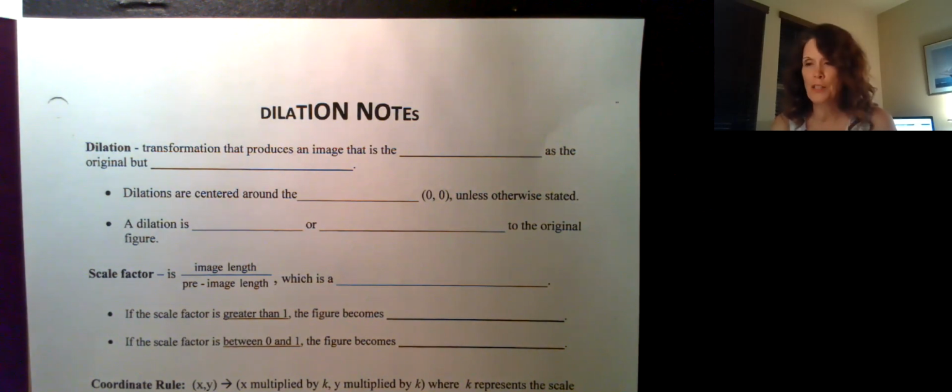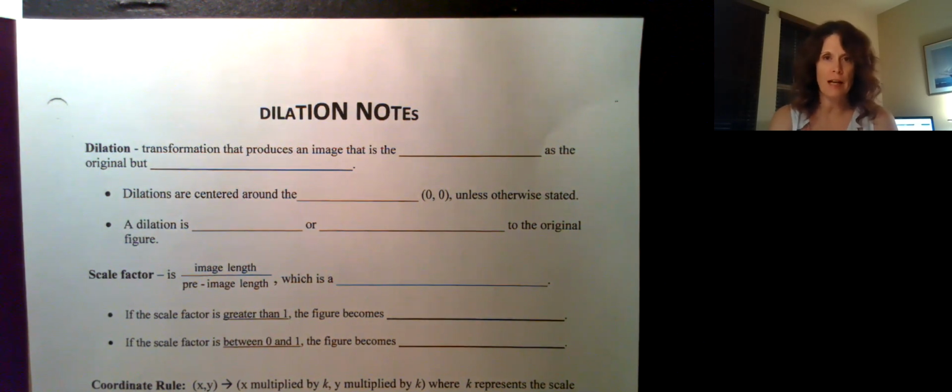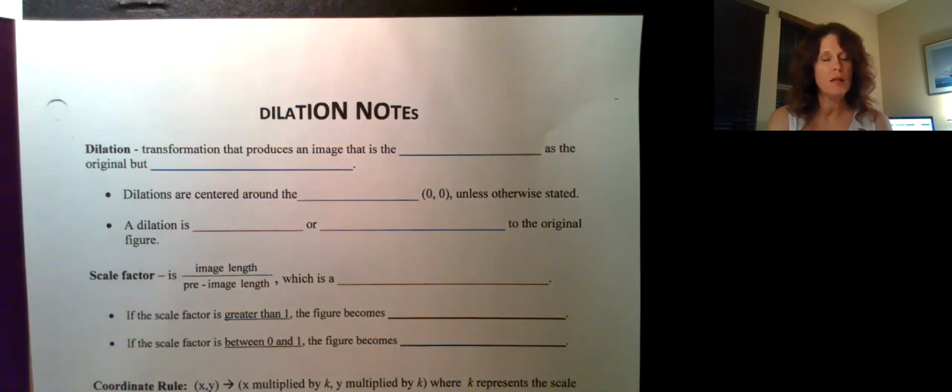I am going to do your last transformation lesson. So you've done translations or slides, reflections or flips, and rotations or turns. And this last transformation is dilations. Dilations are different from those other three. The other three were called rigid transformations because when you moved them, they were still congruent to the pre-image.